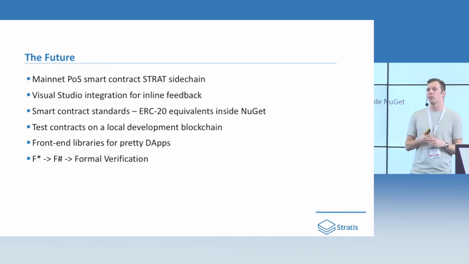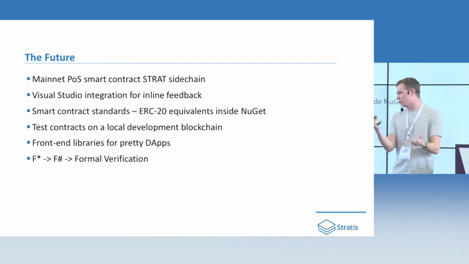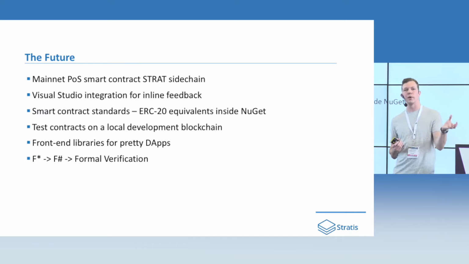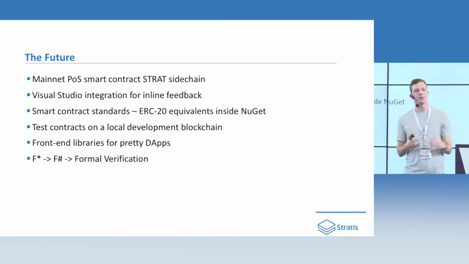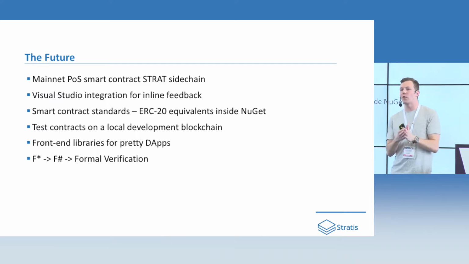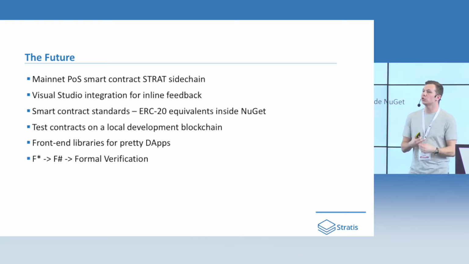Front-end libraries for pretty applications. This is an example similar to Web3 in Ethereum. And the final thing is F#. F# is really exciting, as I mentioned, because it has this counterpart language, which is F*. F* is a very experimental language being driven by Microsoft. And it's exciting because you can mathematically prove that for any input of your program, it's always going to behave in a certain way. This is a really important thing for security, and it's exciting that we have this path to pursue down the road.